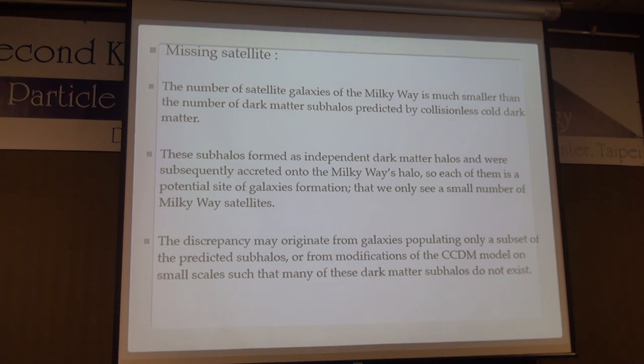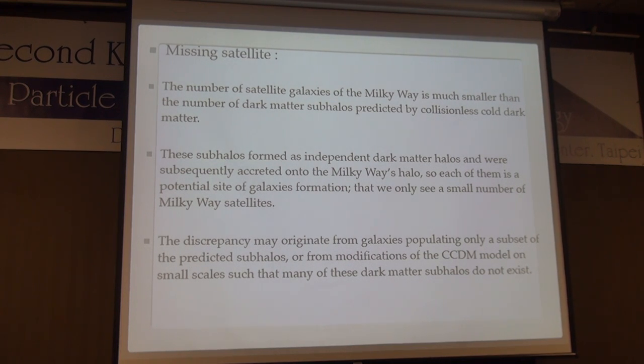Then another inconsistency is called the missing satellites. We have galaxy halos, and from simulation we also have sub-halos surrounding this galaxy halo, and those sub-halos are treated as the seeds for small galaxies. We call these the satellite galaxies.